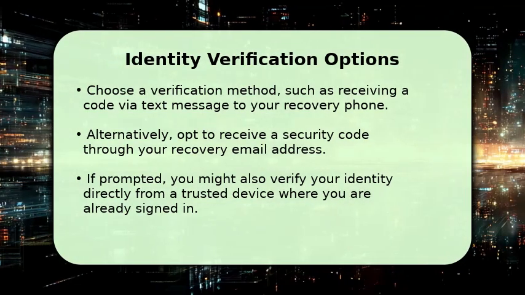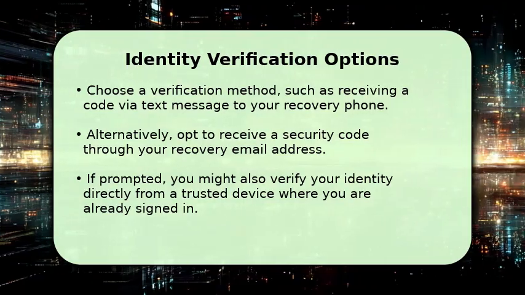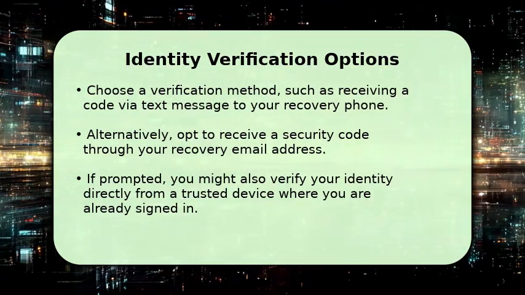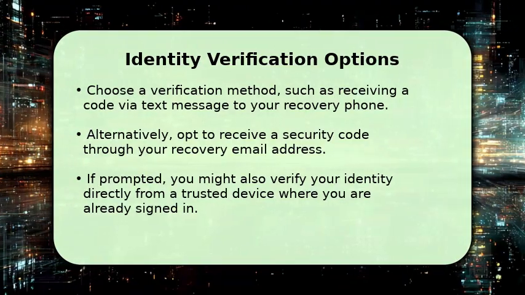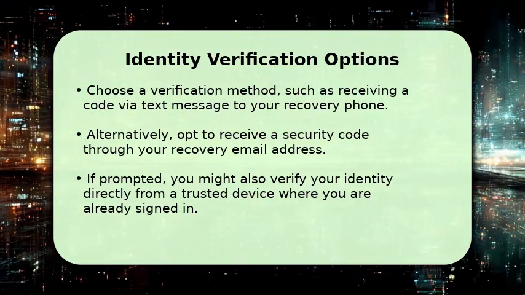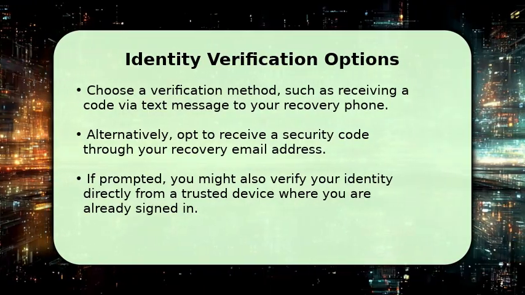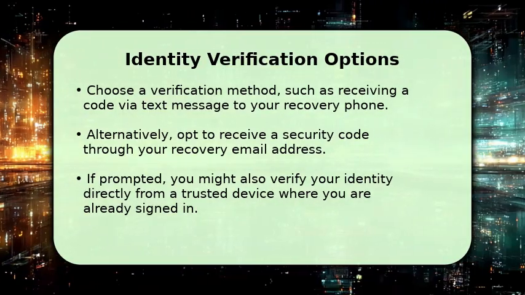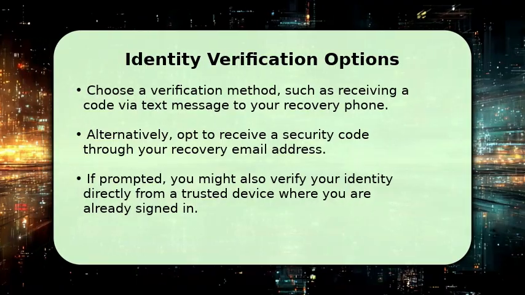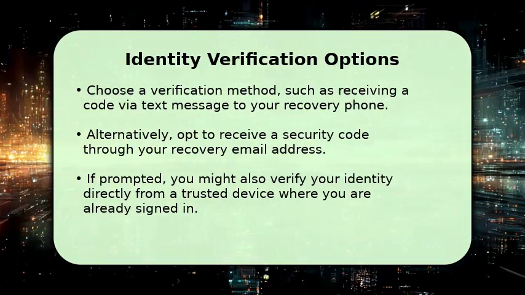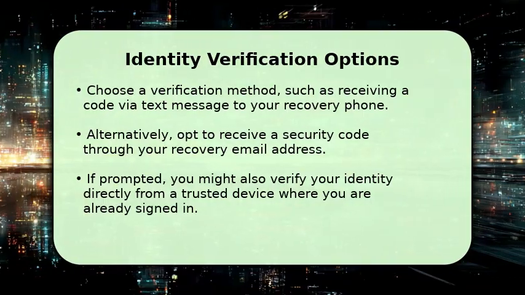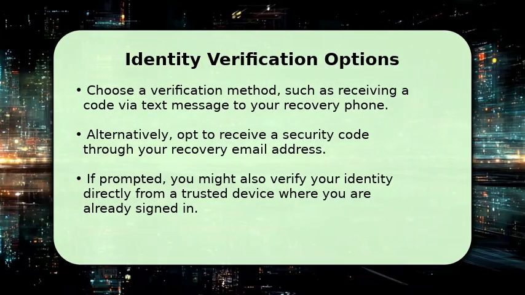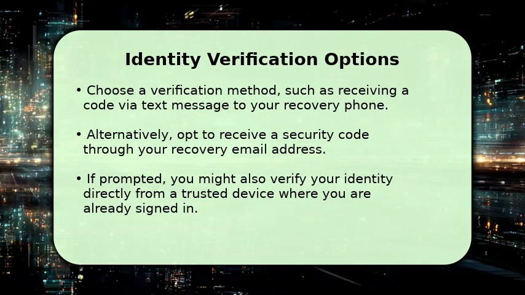Once you've entered your account details, Google will present you with several options to verify your identity. You can choose to receive a 6-digit security code via text message on your recovery phone number. Another common method is to have the code sent to your recovery email address. Sometimes, you might even be able to verify directly from a trusted device where you are already signed in, making the process even smoother. Select the option that is most convenient for you.